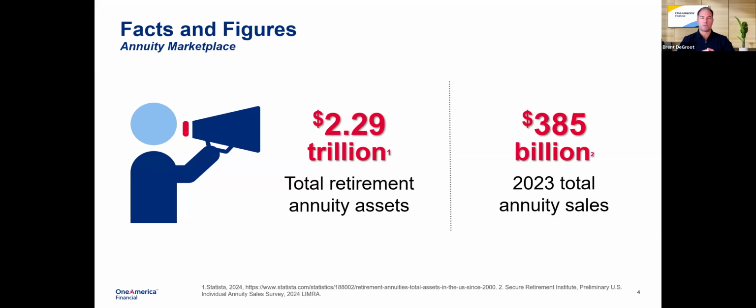So if we look at the annuity marketplace, you can see how big it is: 2.29 trillion in total retirement assets are in existing annuities. If we look just at 2023, the total annuity sales were $385 billion. So that's huge. Not quite as big as 2.29 trillion, but again, it was a huge marketplace. 2024, I think it was like 405 billion in sales. So again, the market is huge.